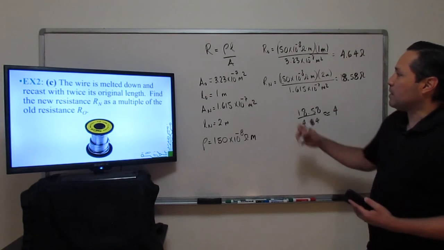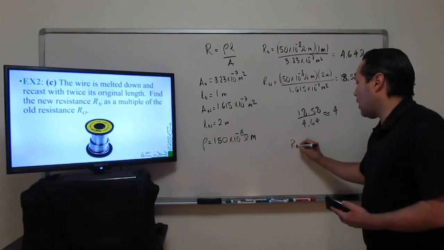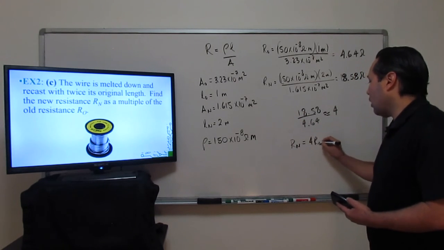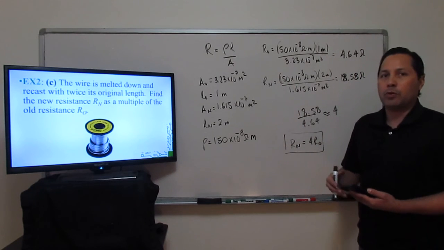So what does that mean? It means our new resistance is 4 times bigger than the original one. So I'm going to write Rn is equal to 4 times Ro. So that will be the answer for part C of example 2.